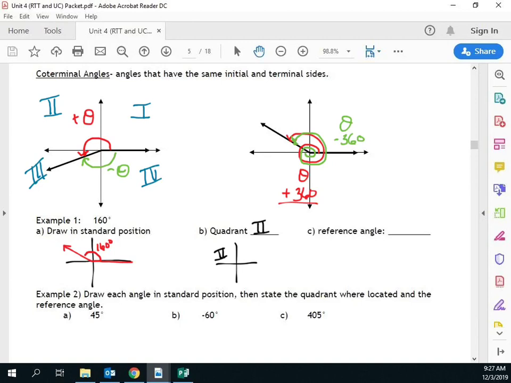Then it goes on to ask, what is our reference angle? Well, the angle is 160. What quadrant are we in, guys? We are in the second quadrant. So do we need to go down to the x-axis or up to the x-axis? Down. How many degrees does it take to get me to the x-axis? Well, it's 180 degrees, isn't it? Minus 160, because that's the distance I'm looking for. So the reference angle is 20 degrees.